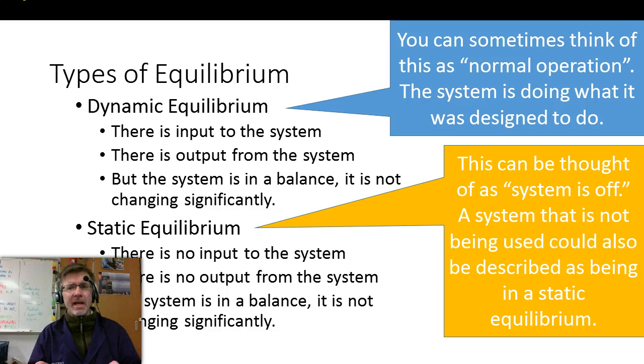So think of dynamic equilibrium as like normal operation. The system's doing what it's supposed to be doing. The bicycle, as you pedal, is moving down the road. It's the dynamic equilibrium. It's not falling over. It's not changing significantly. It's just doing what it was supposed to do. Whereas if your bicycle is sitting there, leaned up against something or parked, it's off in a sense, right? There's no input. You're not pedaling it. It's not moving. There's no output, and yet it's in equilibrium. It's fine. It's just sitting there. So that's a static equilibrium.